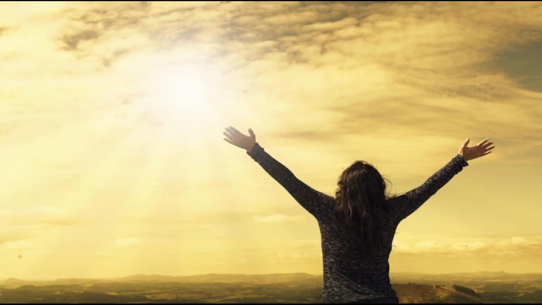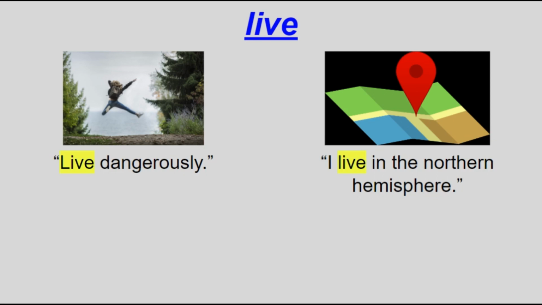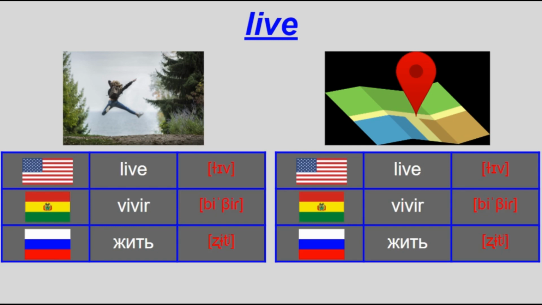Next up, we have the word live. A good number of languages differentiate between, for example, live dangerously and I live in the northern hemisphere. The first one describes the general experience of life, while the second one describes your home location. Two very different things if you ask me. Nonetheless, English isn't alone in not distinguishing them, as there's also Spanish with vivir and Russian with żyć.